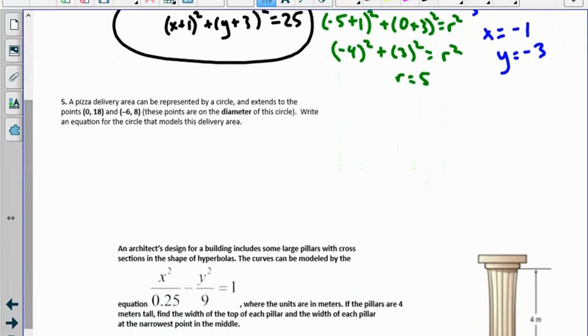Problem 5. A pizza delivery area can be represented by a circle that extends to the points 0, 18 and negative 6, 8. Those points just so happen to be on the diameter of this circle. Since we know two endpoints of the diameter, we can find the midpoint. The midpoint is negative 3, 13.